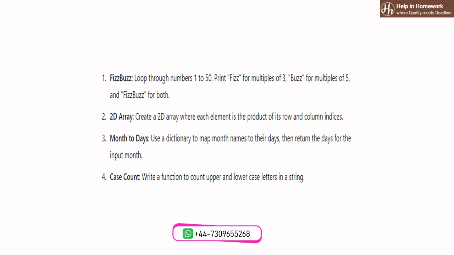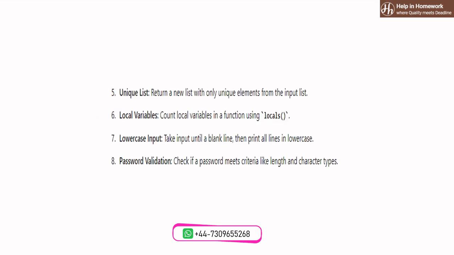Step 4. Case count. Write a function to count upper and lower case letters in a string. Step 5. Unique list. Return a new list with only unique elements from the input list. Step 6. Local variables. Count local variables in a function using locals. Step 7. Lowercase input. Take input until a blank line, then print all lines in lowercase.